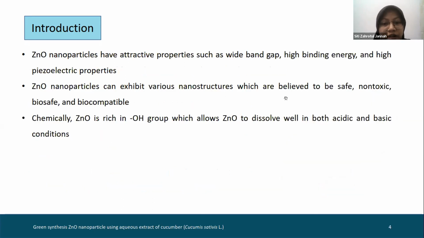And ZnO nanoparticle is a type of metal nanoparticle. ZnO nanoparticles have attractive properties such as wide band gap, high binding energy, and piezoelectric properties. Zinc oxide nanoparticles can exhibit various nanostructures, which are believed to be safe, non-toxic, biosafe, and biocompatible. And chemically, zinc oxide is rich in hydroxyl groups, which allows zinc oxide to dissolve well in both acidic and basic conditions.